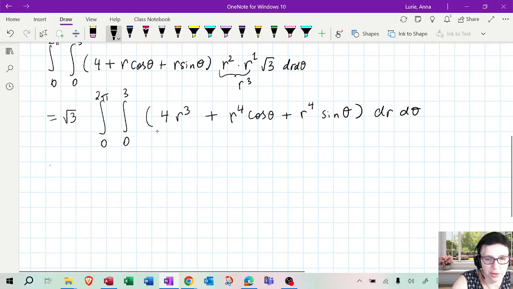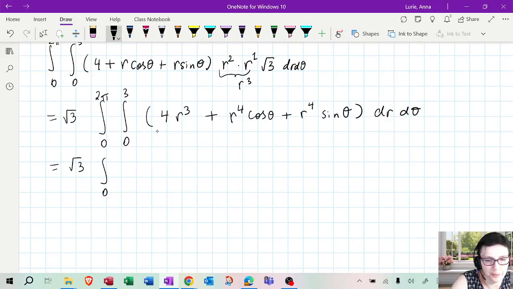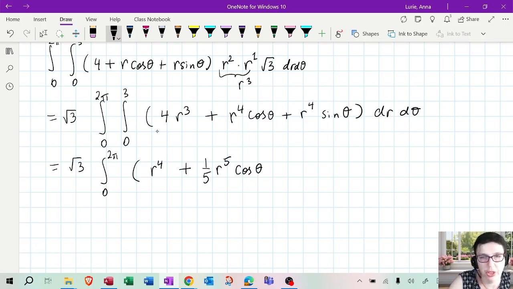Okay, so first let's integrate this thing with respect to r. So this is going to become r to the fourth, right? Because the 4 is going to cancel. Plus r to the fourth is going to be 1/5 r to the 5. Cosine theta will not change because cosine theta is a constant multiple when you integrate with respect to r, we just keep it. And then we're going to get 1/5 r to the 5. And sine theta will stay sine theta because we are integrating with respect to r at this point. And d theta is still there.